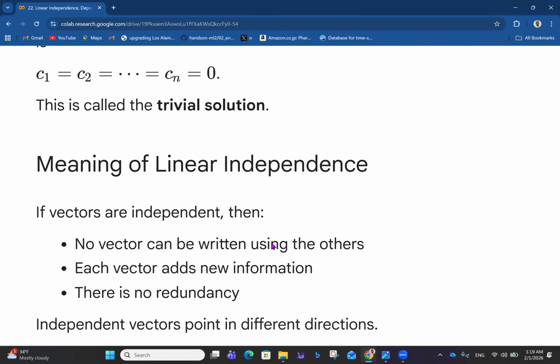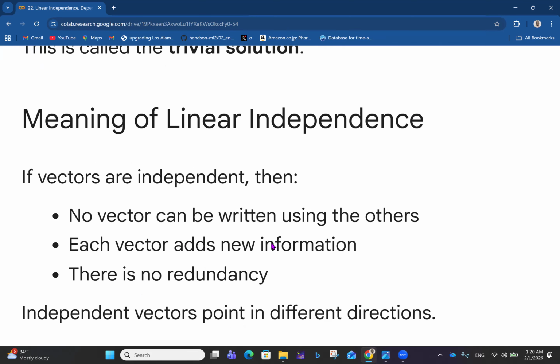Now the question is, what does this really mean? If vectors are independent, then no vector can be written using the others. That is, no vector is a multiple of the other. Then each vector adds new information. So every new vector you have adds new information. If one vector is a multiple of the other, it means that the information is basically the same, and there's redundancy, because the structure is basically the same.